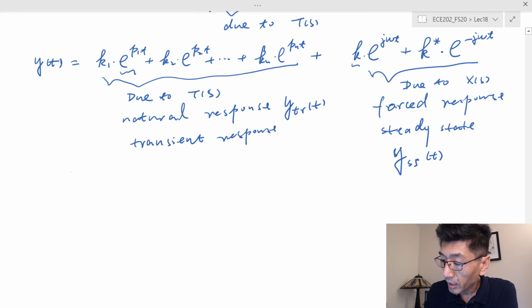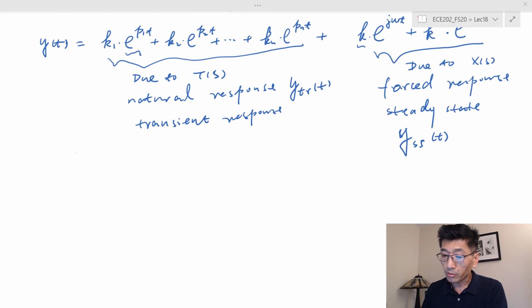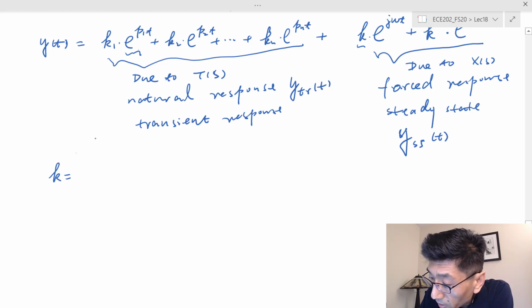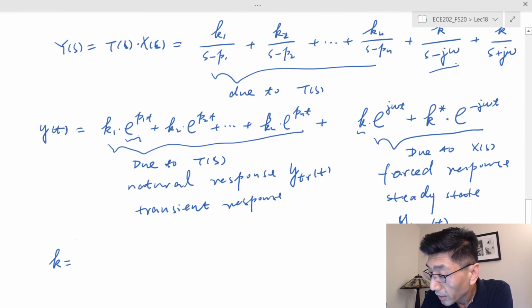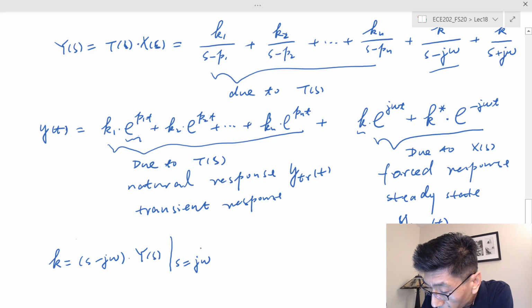How can we figure out the K? Just find the residue using the cover-up method, right? So the K will be equal to, let's see, in this case, this has this term, so we have s minus jω times Y(s), and then we evaluate that at s equal to jω.